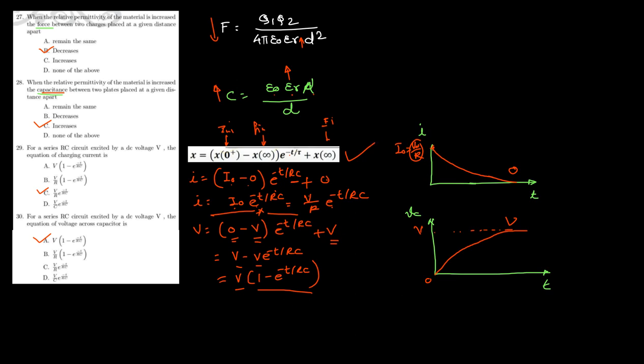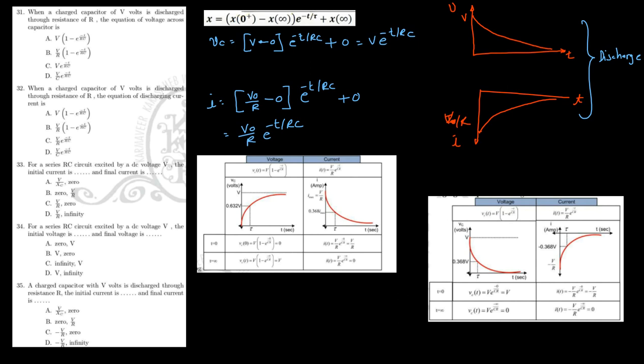Let's begin the next question. When a capacitor charged to V volt is discharged through the resistance R, what is the equation of the voltage across the capacitor? Initially, the capacitor is charged with V volt, and later on it goes on decreasing. So initial value is V, final value is 0. So it is V into e raised to minus t by RC. So this is the correct option.